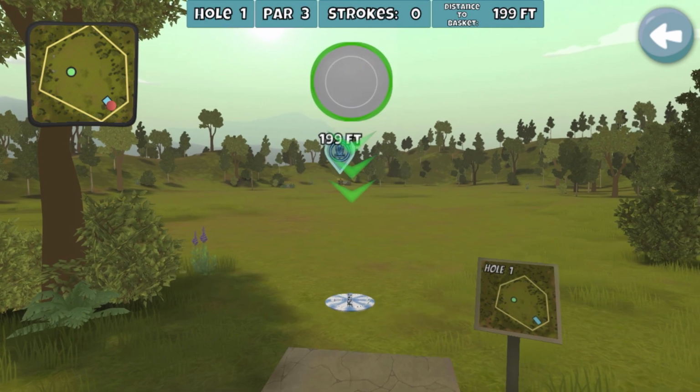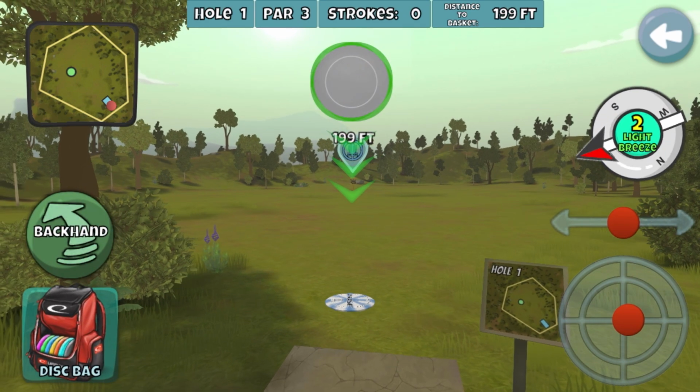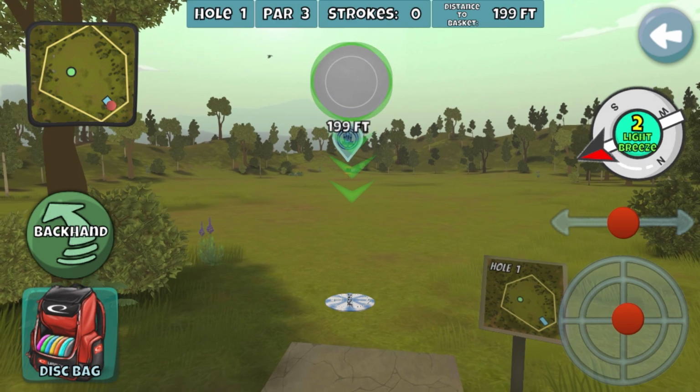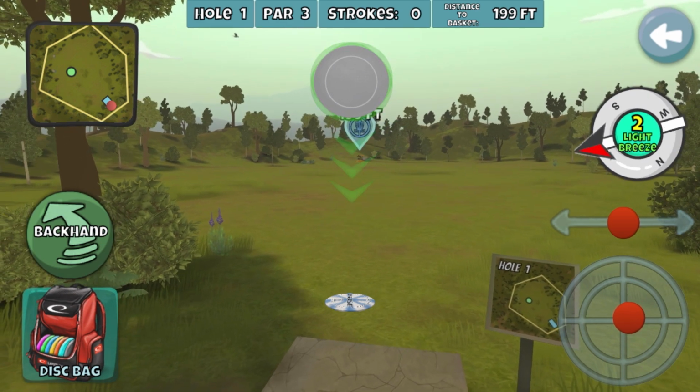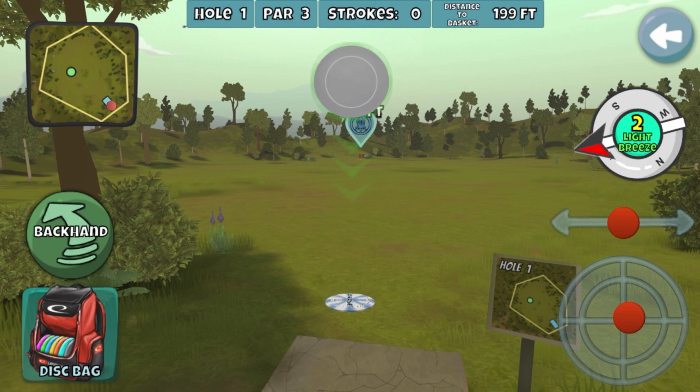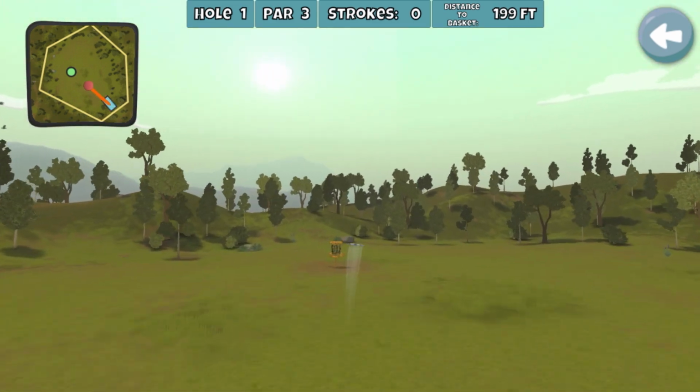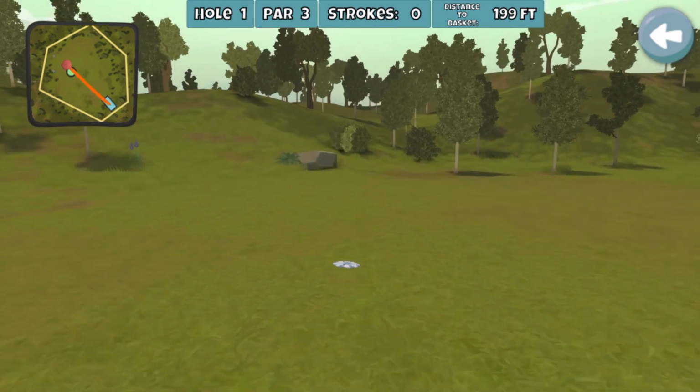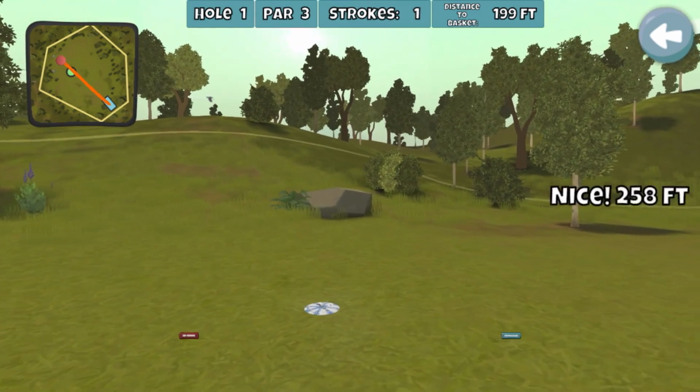And so in a situation like this, if I'm going to throw my backhand Fuse, I know it's going to be too much disc, so I have to aim a little lower and then a little to the right to adjust for the wind. But I also know that a Fuse is going to turn over a little bit, so I have to tweak it a little bit. And that one was not really close.